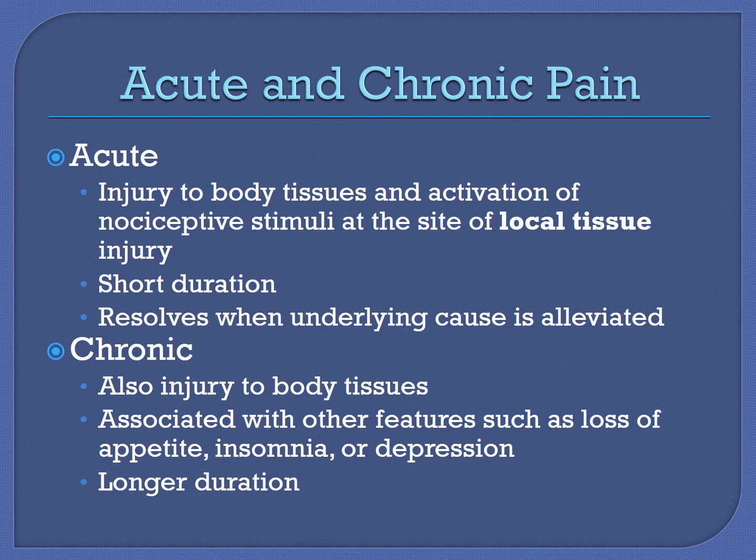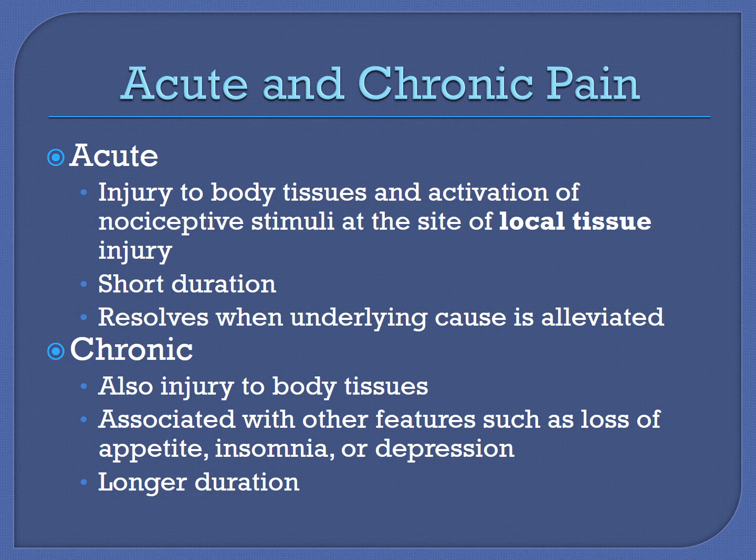A couple of differences between acute and chronic pain. Really here you're talking about the duration of the pain. Acute occurs when there's been some injury to a body tissue and there's been nociceptive stimuli activated at the site of local tissue injury. For example, if you had an inflamed gallbladder from gallstones, then you would probably be feeling acute pain to that right upper quadrant there. It usually only lasts for a short period of time, and once they remove your gallbladder, then the pain should be alleviated or gone.